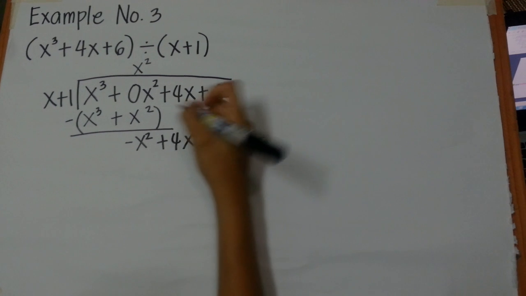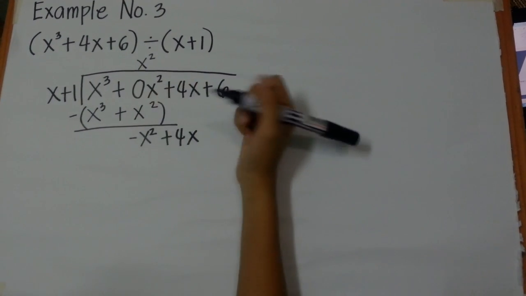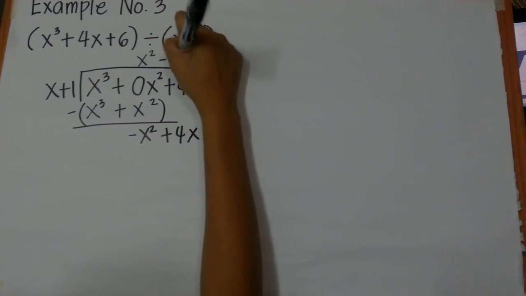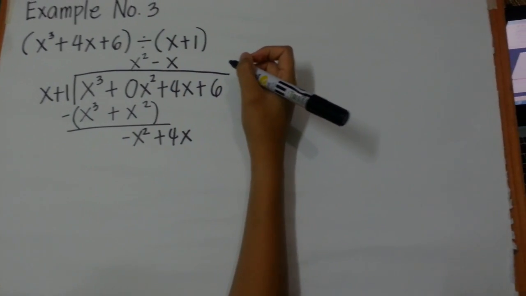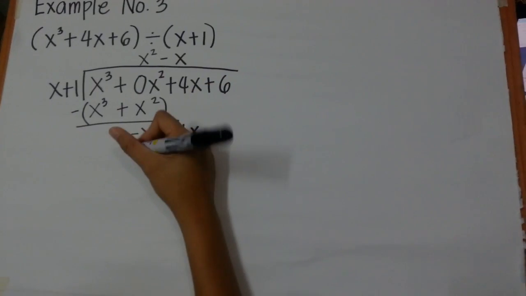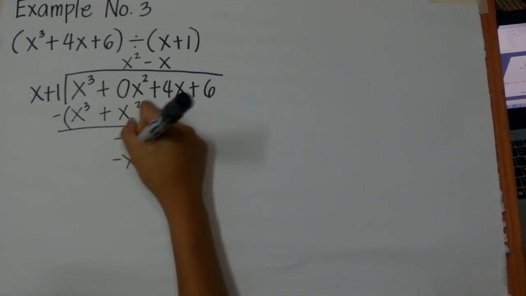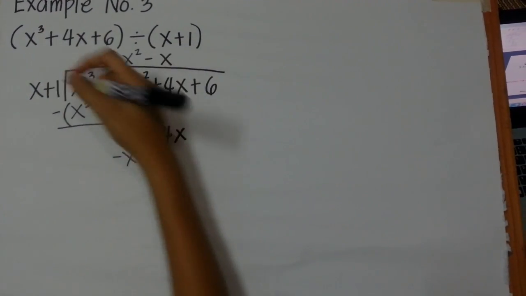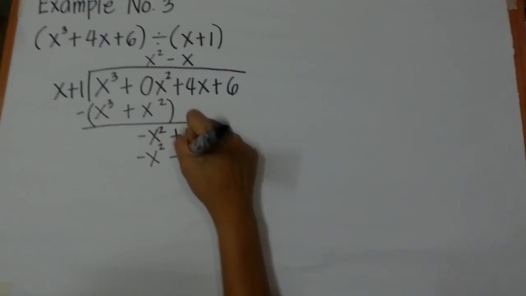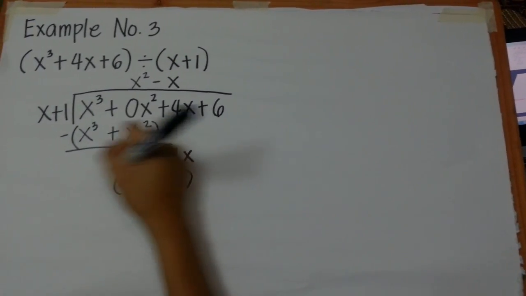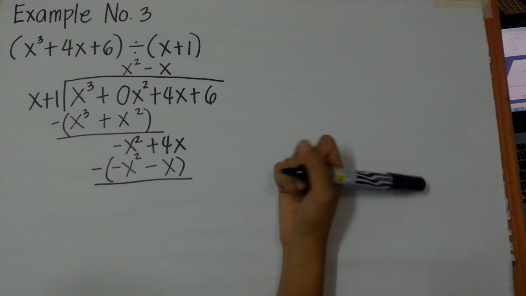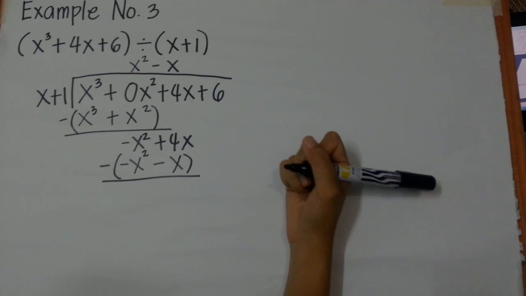Bring down 4x and we have a new polynomial. Repeat the first step. What will you multiply with x in order to get negative x squared? That would be negative x. Multiply this with a divisor. Negative x times x is equivalent to negative x squared. Negative x times 1 is equivalent to negative x. We add parentheses in order to avoid confusion, and then we subtract.